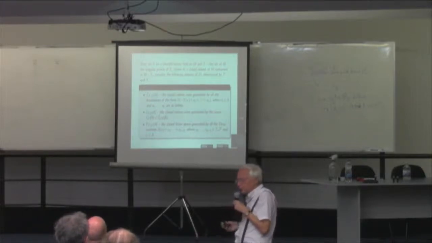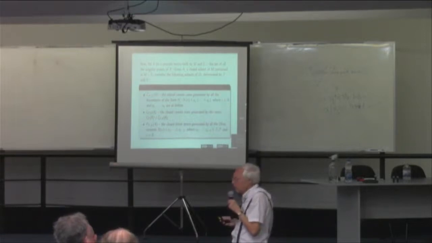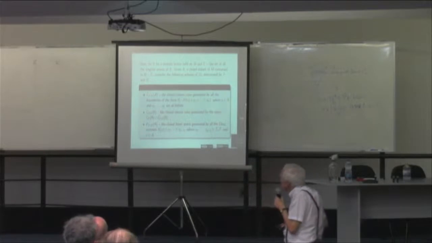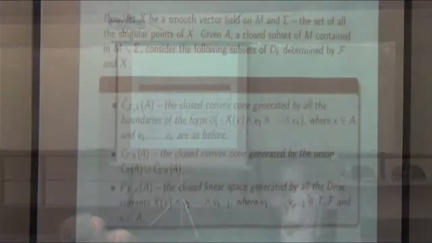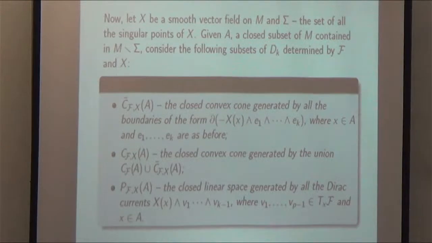Then we cannot speak about mean curvature functions, but we could speak about mean curvature vectors. So the question is: if we have a smooth vector field X on M, is there any chance that X becomes the mean curvature vector of a given foliation? The notation is like this: capital sigma denotes the set of all zeros of X, and for a given closed subset of M contained in the complement of sigma, we consider sets of currents determined by both F and X.